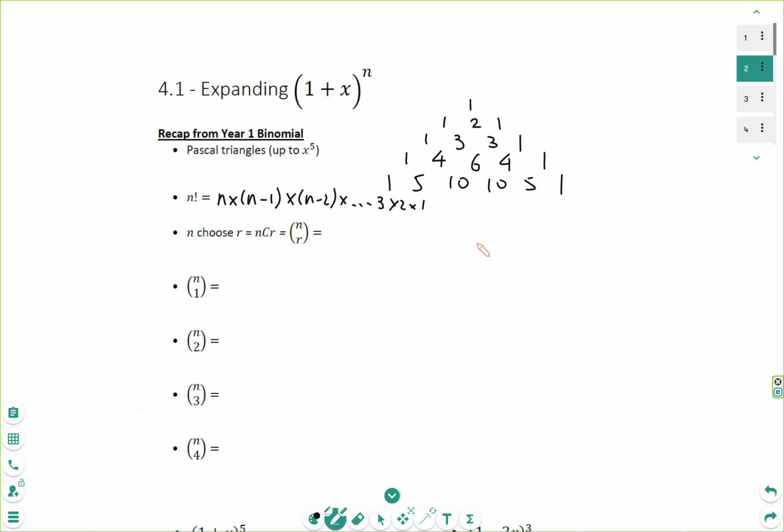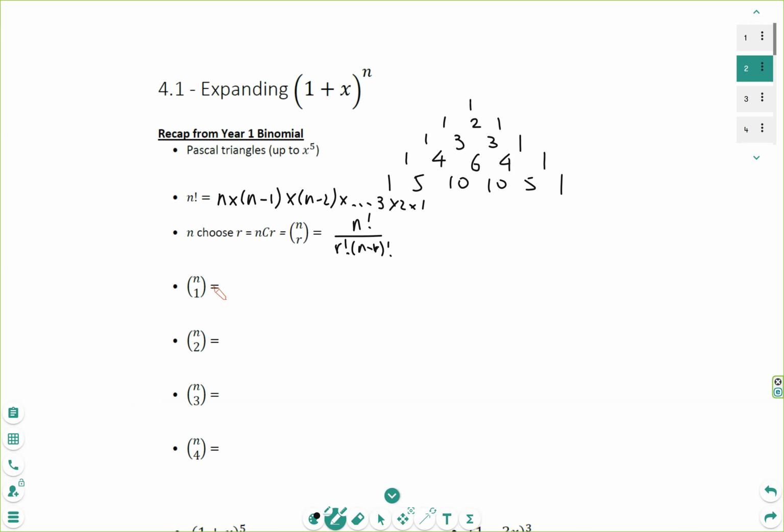Okay, so n choose r, which we write as nCr, or as n over r in brackets. The definition is n factorial over r factorial times (n minus r) factorial. You rarely use this. However, it will be useful for us to derive what we're going to learn in chapter 4.1, the Year 2 binomial expansion.